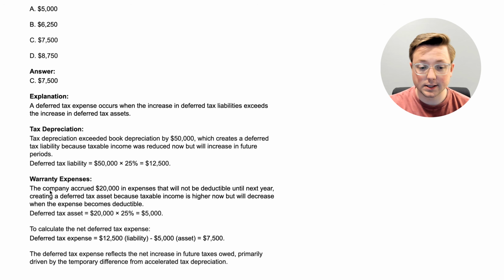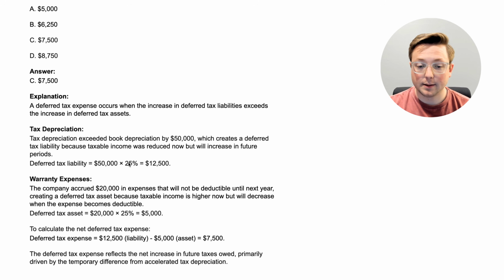And then the warranty expenses, the company accrued $20,000 in expenses that will not be deductible until next year. Because again, under taxes, you can't accrue bad debt or warranty expenses. You can only record them when they actually occur. So that's why they're not deductible this year, because they haven't actually happened. Now on the financials, they're accrued, so they're there, but for tax purposes, you can't deduct them as an expense until they actually occur. So this creates a deferred tax asset because taxable income is higher now because you can't use those expenses yet, but it will decrease when the expense becomes deductible in the future. So $20,000 multiplied by 25% gives you $5,000.